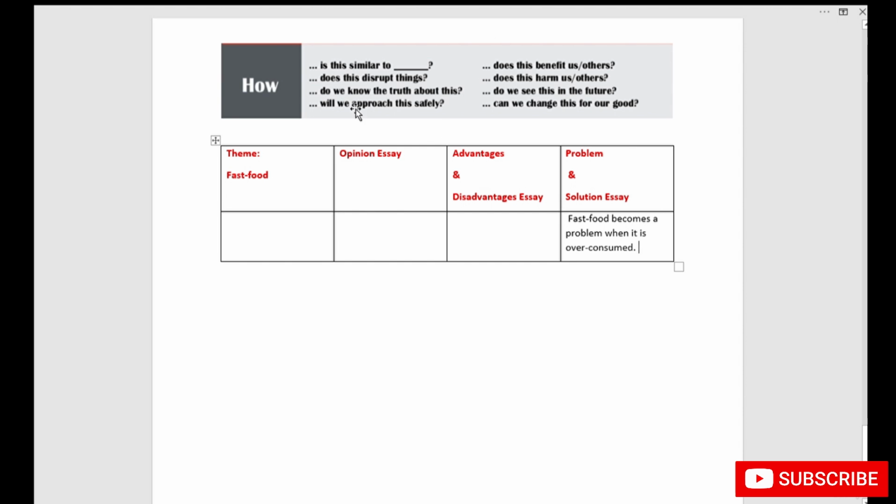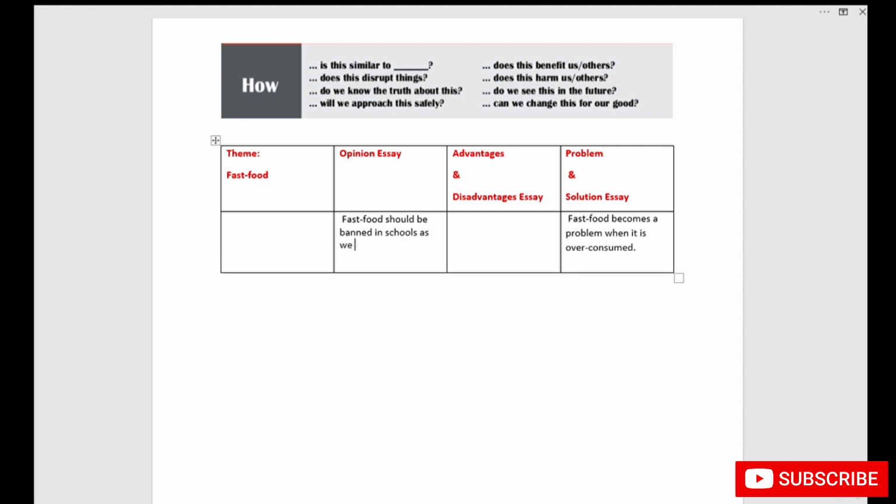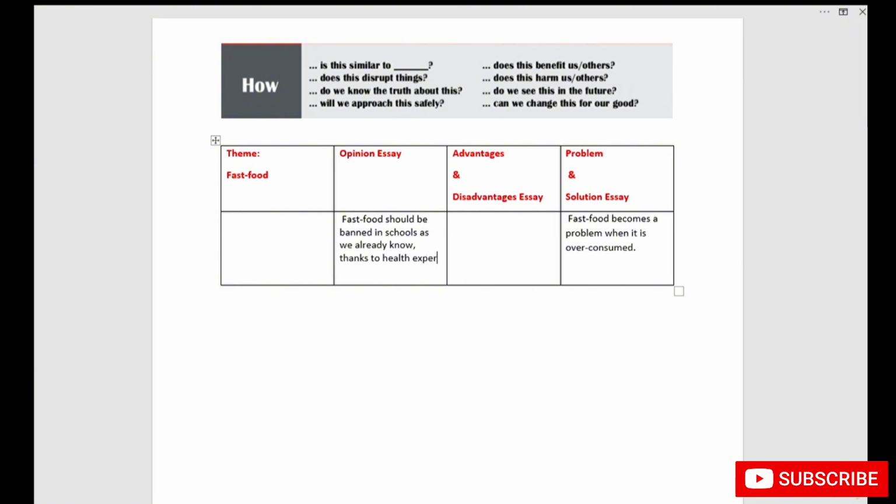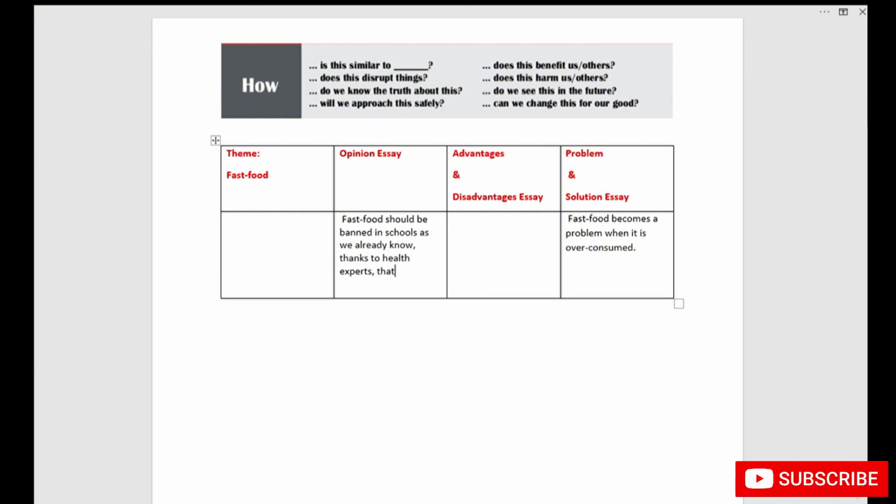And how do we know the truth about this? It can go to the opinion essay part. We can say, for example, let's imagine we are writing the conclusion part. Fast food should be banned in schools. As we already know, thanks to health experts, that it is very harmful for our health.